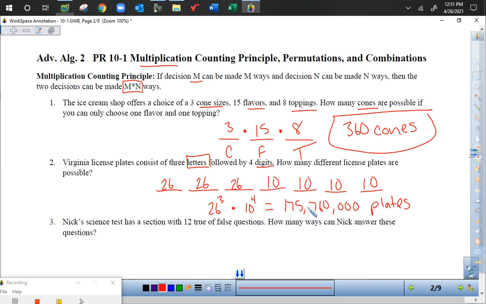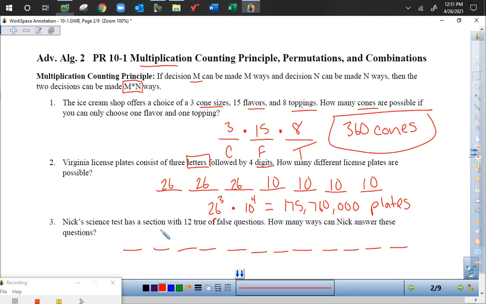Okay, Nick's science test has a section with 12 true or false questions. I should say true or false. How many ways can Nick answer these questions? So we're making 12 different selections here. 1, 2, 3, 4, 5, 6, 7, 8, 9, 10, 11, 12. This is a good example of when we want to be able to combine it using powers, kind of like what we did last time.